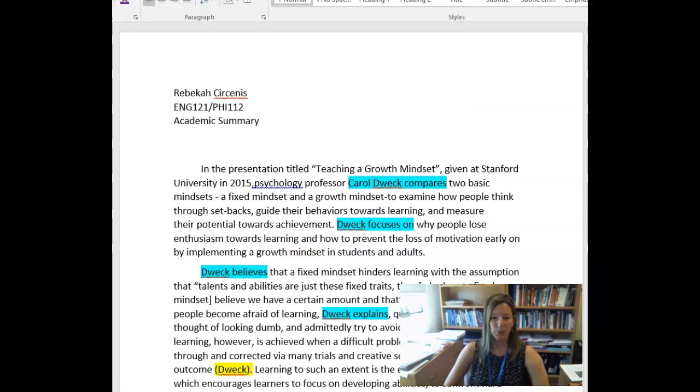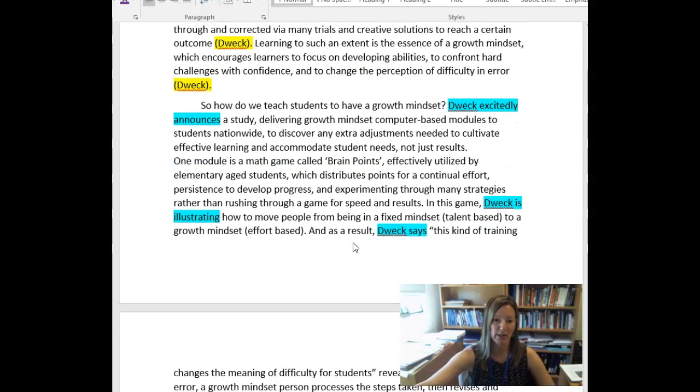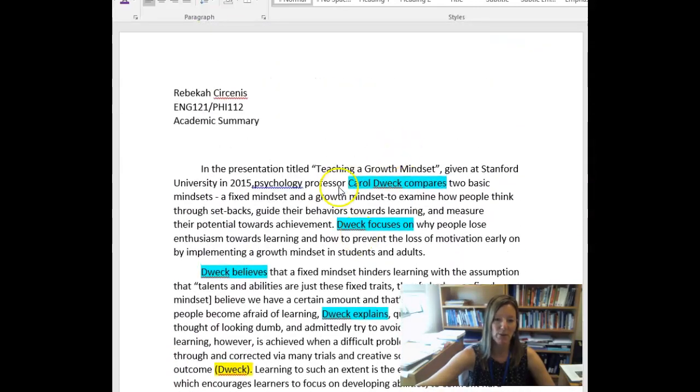So what I've done is pulled up a summary here from a student in one of our previous iterations of this class, and I've highlighted all of the author tags that she uses throughout the essay. I've done that so you can see how frequently she is attributing the ideas in her own summary. Everywhere that you see Carol Dweck's name come up, that's where this particular writer, Rebecca, is letting us know these are not my ideas, these are Dweck's ideas.